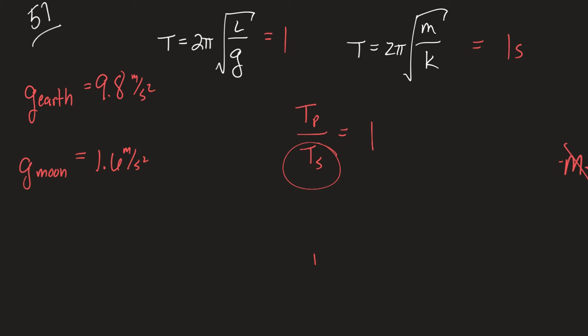This one's not going to change on the moon. It's still going to be equal to 1. I want to find what the period is for the pendulum on the moon. To do that, you need to figure out something about this that we can use on the moon. You need to figure out what the length of that pendulum is. That way we can use that to calculate what the period will be on the moon.